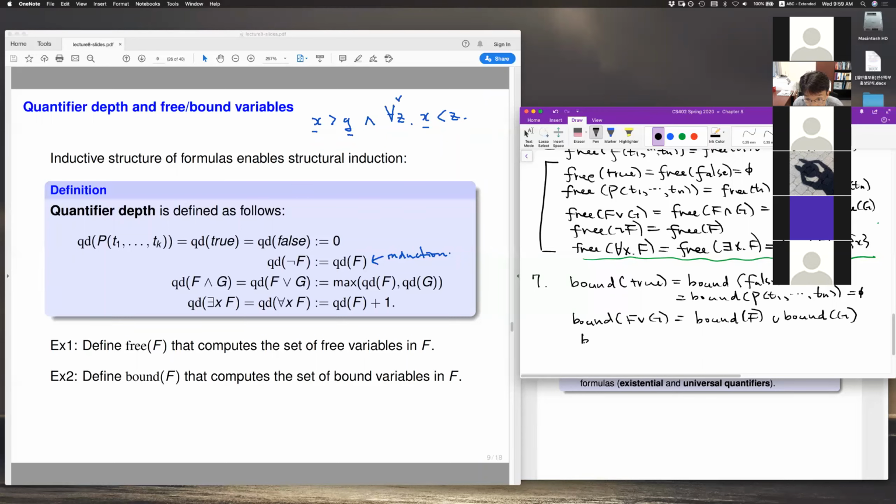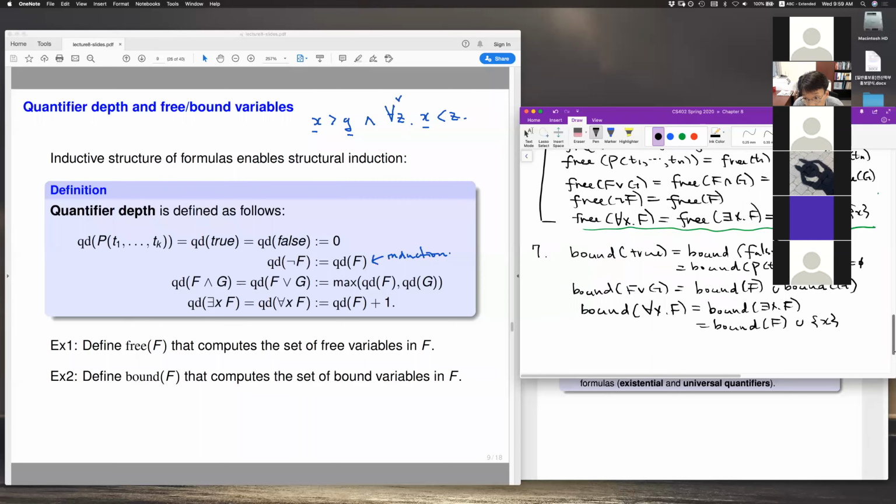And now really nothing happens. If you just keep doing this using only these rules, my bound will be an empty set. But the only difference is if we have universal and existential quantification, in that case, we're going to compute bound of F, then we'll add X there. So this is the definition of bound variable.